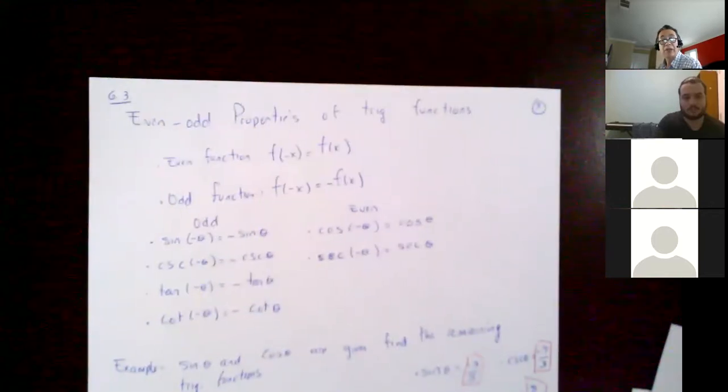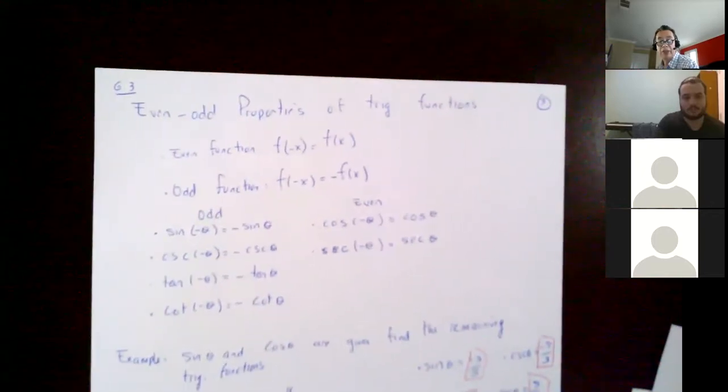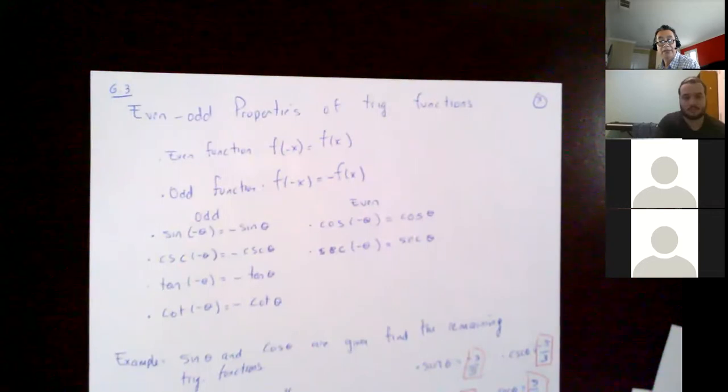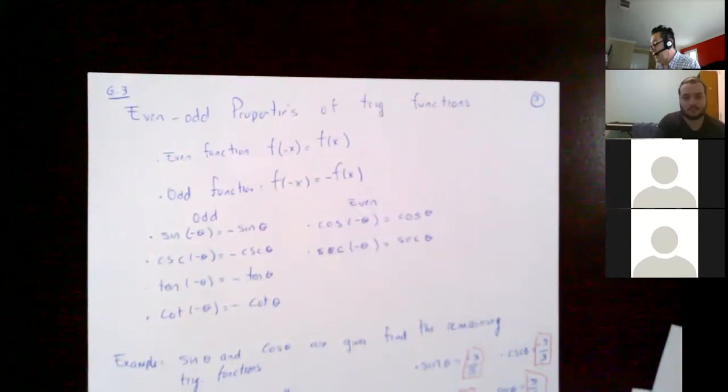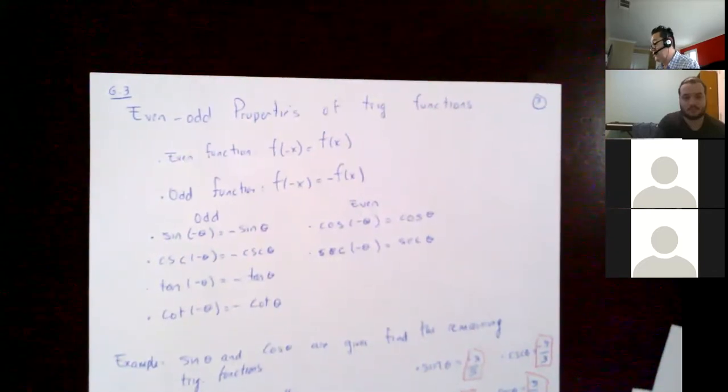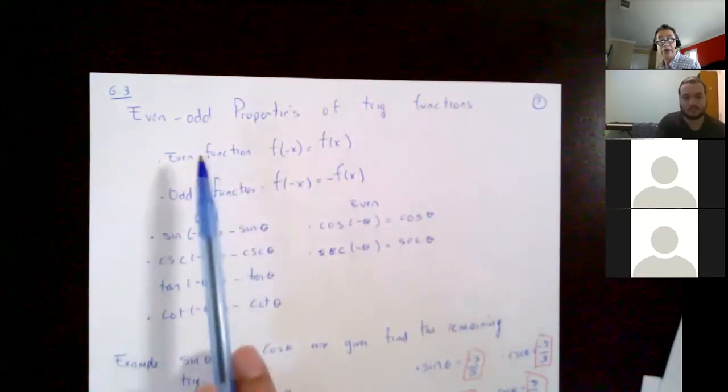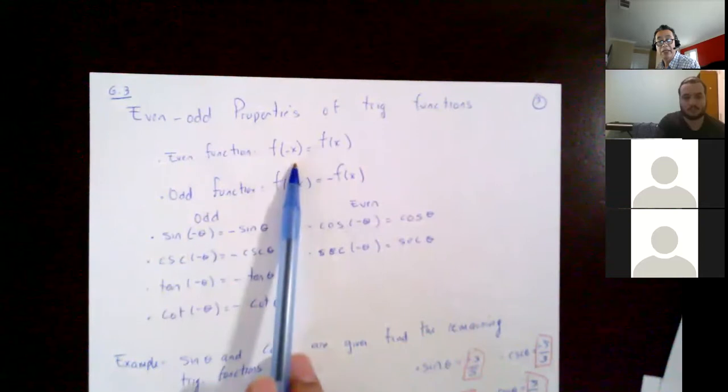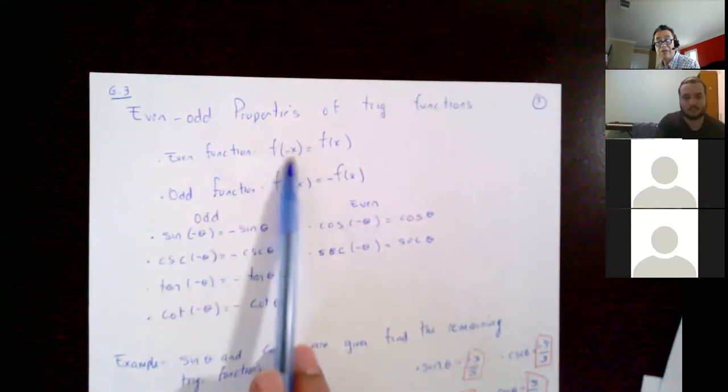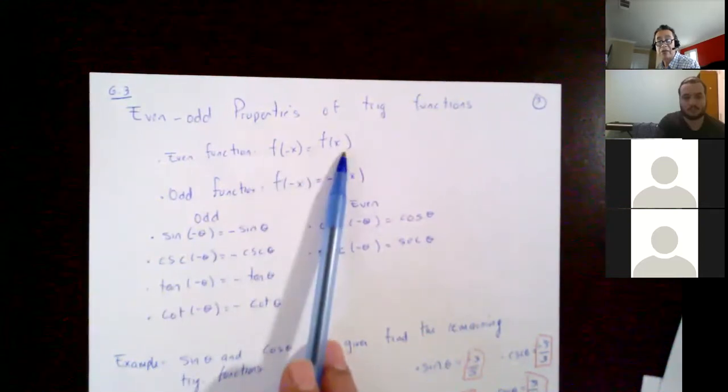There are other properties here that are going to be handy for us to solve some problems and even for graphing: even and odd properties of trig functions. Just to remember, we went over even functions, and we know that an even function satisfies f of negative x equals f of x, right?